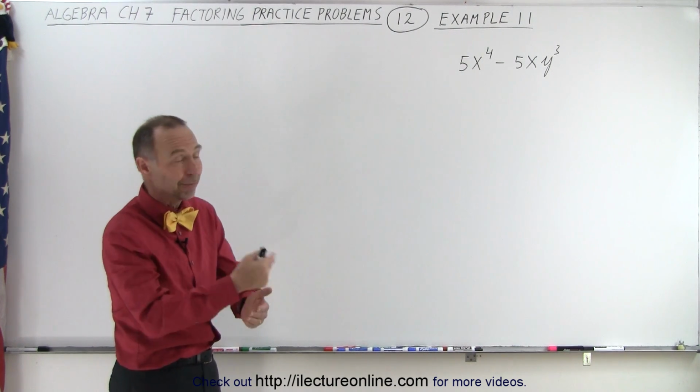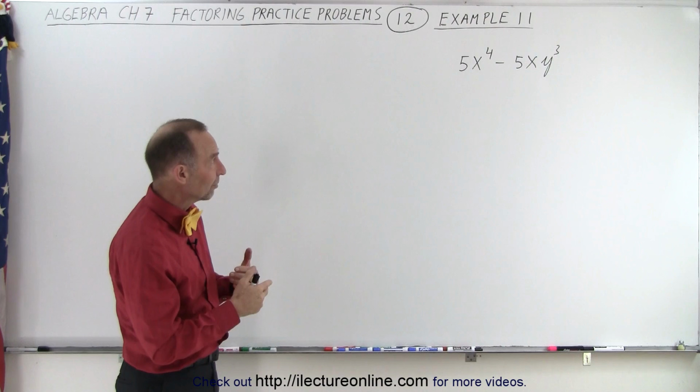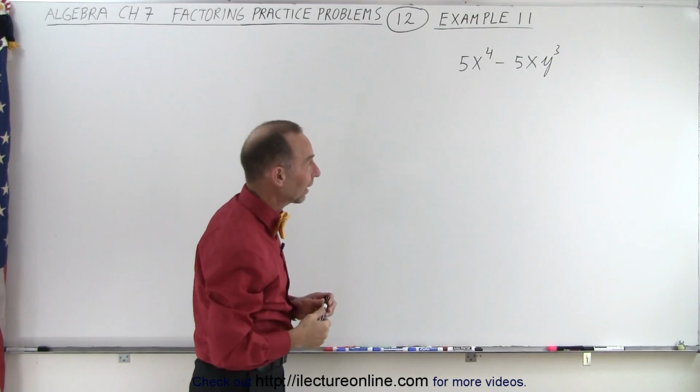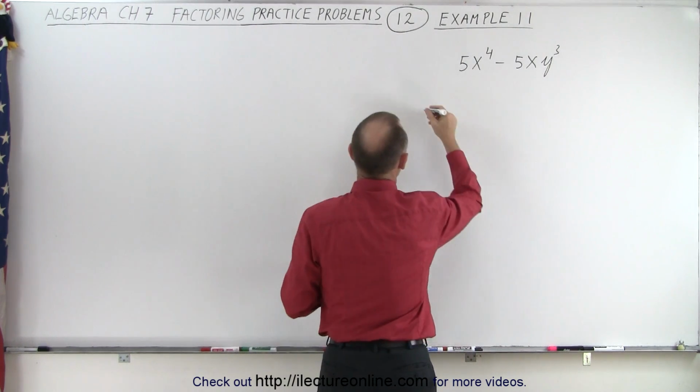Here's our next example with only two terms, but right away we realize that each term contains a 5, so that can be factored out. And each term contains at least one x. We have x to the fourth and x to the first, so we can factor out an x as well. So let's do that and see what we have left over.